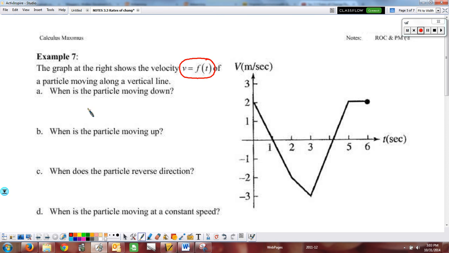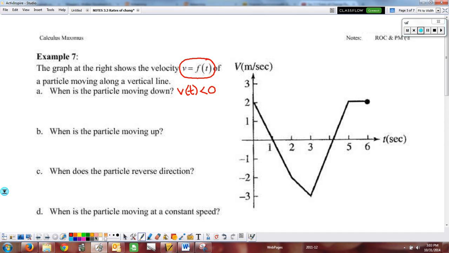Now in this case I'm moving along a vertical line. The only difference with that is really what direction you're going in. We'll consider the positive direction to be moving up, and we'll consider the negative direction to be moving down. But when will the particle be moving down? Same reasoning as we had before. When your velocity curve is negative, it's going to be moving down.